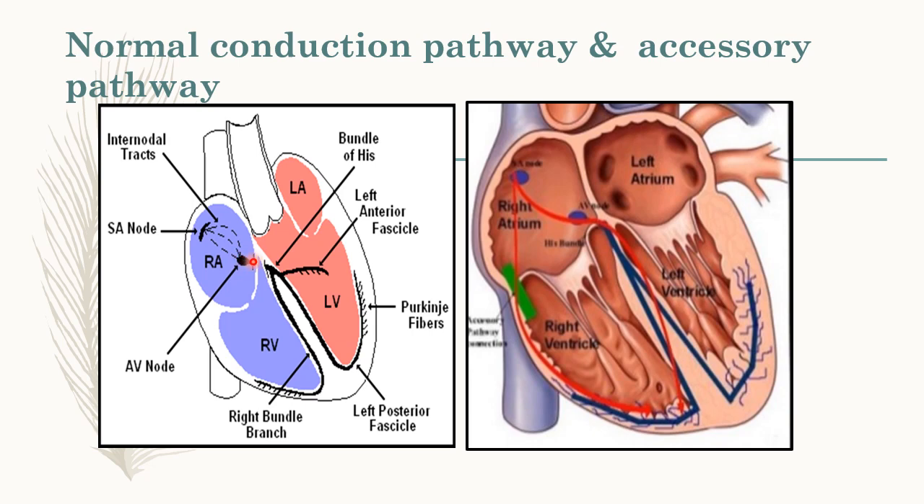Then look at the second diagram on your right-hand side. The electrical stimulus from the SA node bypasses the AV node via an accessory pathway or bypass tract, then directly connects the atria and the ventricles. It is an abnormal connection between the atria and ventricular myocardium occurring around the AV ring.